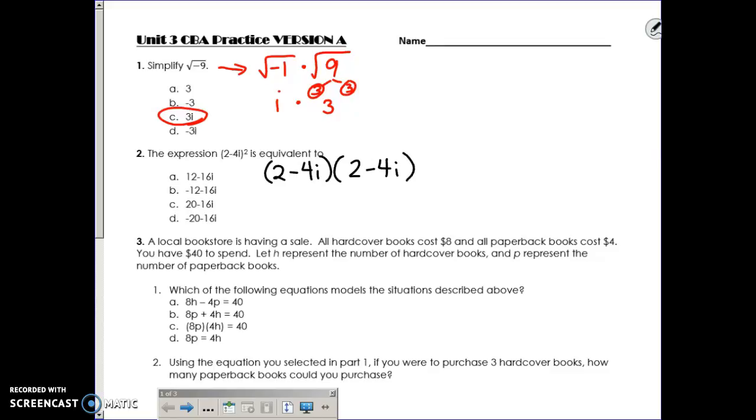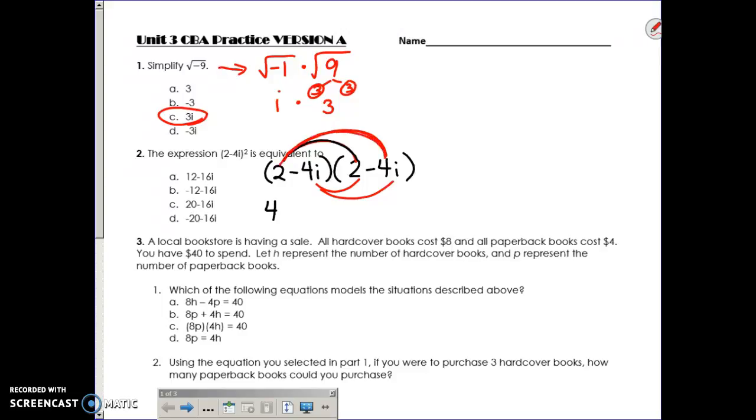Again, feel free to pause. This is a video for a reason, so you can pause, rewind, go back, whatever you need to do. You can either do the box method or use the claw method, or rainbow, whatever you want to call it. I'm going to show it this way. 2 times 2 is 4.